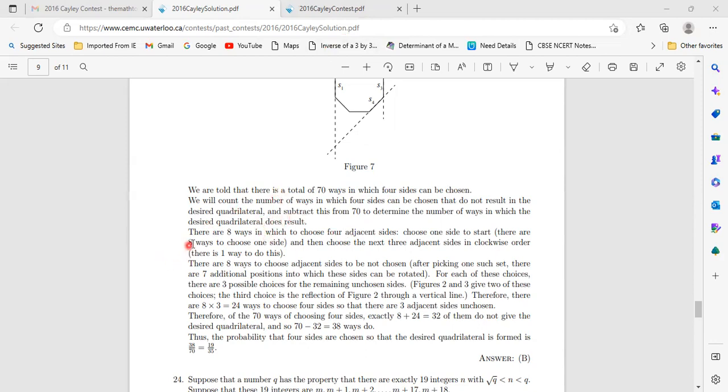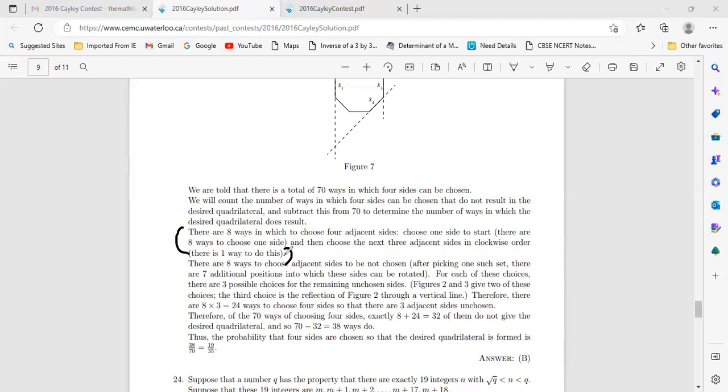Okay. There are 8 ways in which to choose 4 adjacent sides. Choose one side to start. There are 8 ways to choose one side. And then choose the next 3 adjacent sides in clockwise order. There is one way to do this. Can you follow this statement? Yeah. Could you explain what that means?